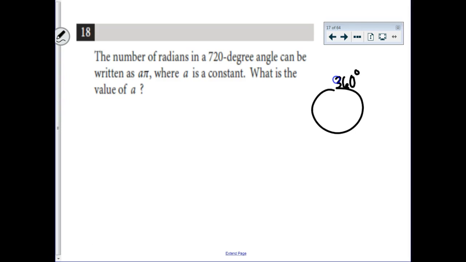So there's a measurement of angles called radians, and according to your formula sheet, it says the radians of an entire circle is equivalent to 2 pi radians.